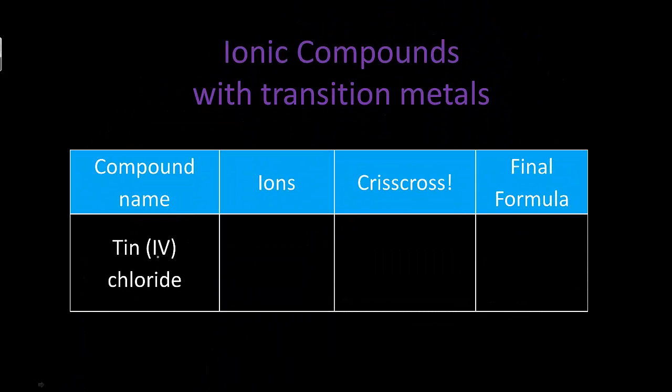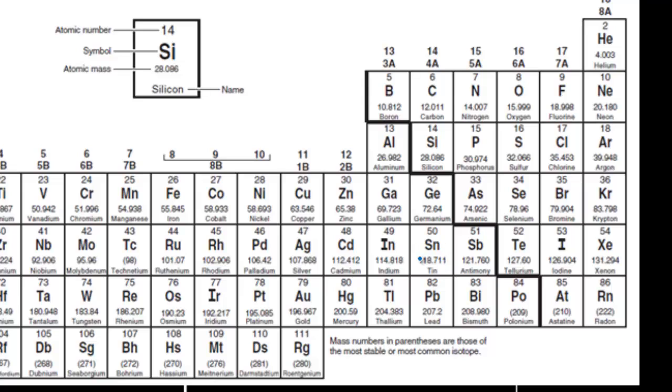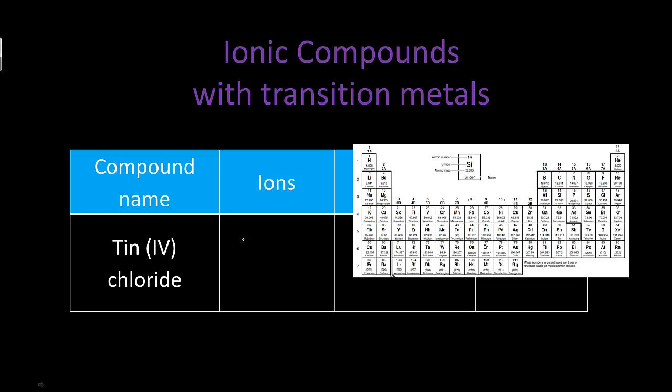Next example, tin(IV) chloride. Tin is right here. It has the chemical symbol Sn. It is not a transition metal, but they change their oxidation numbers depending on what they're bonded with, just like the transition metals do. Okay, so Sn, and it has an oxidation number of 4. All metals are always positive, so I'm going to put a +4.